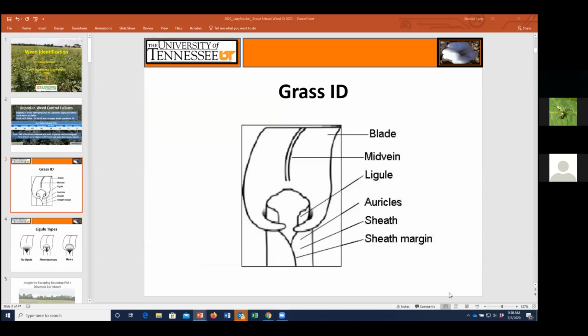So just a little bit about grass ID. Here are some parts of the grass, starting up there on the actual leaf. We call that the blade, and then you come down, you've got the midvein, and then you've got a ligule there. We'll get there next slide, talking about the different types of ligules. And then you can see the auricles there that wrap around that stem. Also part of that is the sheath, and then the sheath margin as well. But that all makes up the parts of the grass when trying to ID the different grass species.